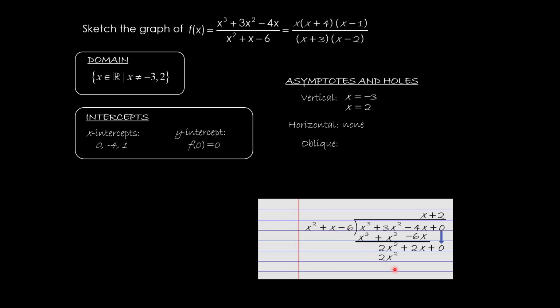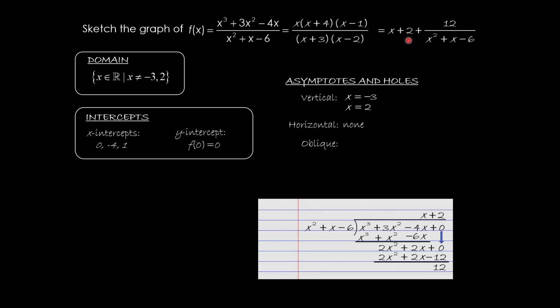That gives us 2x squared plus 2x minus 12. And once again, we'll subtract. 2x squared minus 2x squared is 0. 2x minus 2x is 0. 0 minus negative 12 is 12. So we can rewrite our function here as x plus 2 plus our remainder of 12, which has not yet been divided by this quadratic expression. In other words, we get this: x plus 2 plus 12 over x squared plus x minus 6.